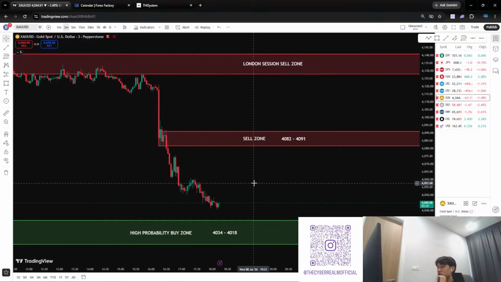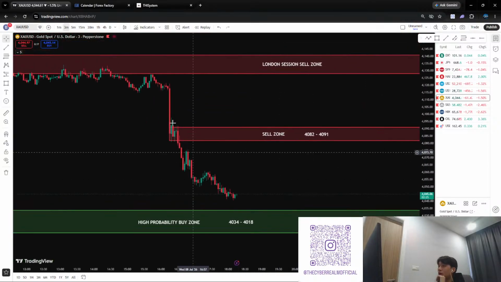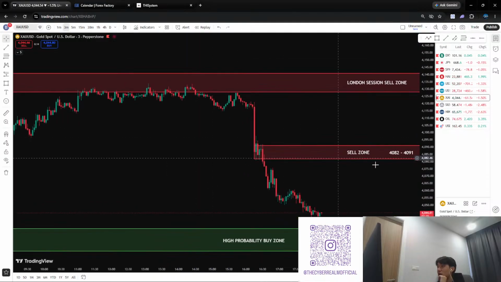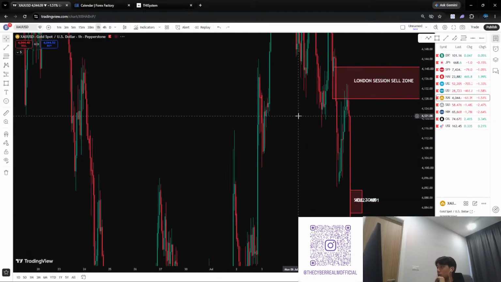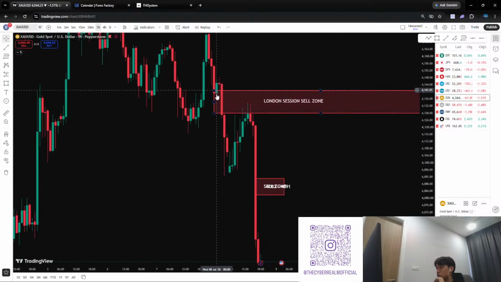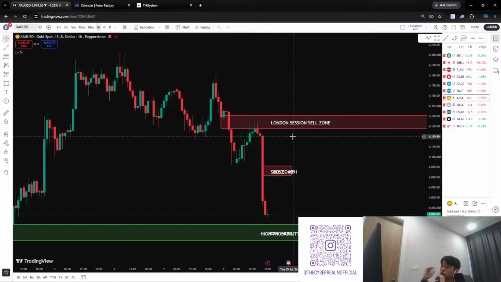So for gold prices, it is still right over here. It's actually moving down quite slowly right now. But what actually made this London session sell zone valid? What news actually helped this push downwards? For the technical side, we will look at this as the London session sell zone. There's a breaker block right here, and then there's an FVG going down. So this FVG was our London session sell zone.